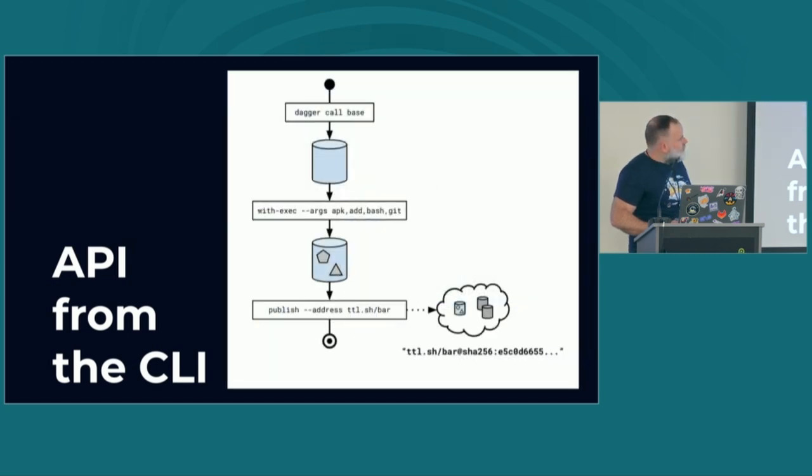And here's another example where you might start with some base container. You call some function that gives you a container out, and then maybe you execute with the API, adding, this is an Alpine type container, and you add a few more packages and then you publish it, right? Again, so you can really experiment, get a loop where you're experimenting between code and the CLI.